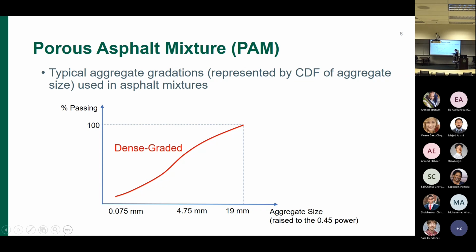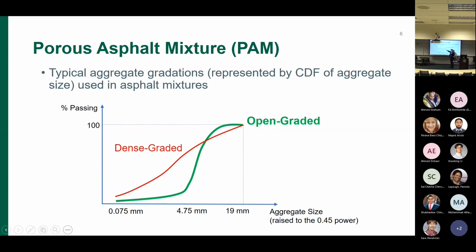With the x-axis raised to the power of 4, a line close to the line of identity will give us a mixture that has high density, so that is called a dense gradation. The compact mix will have a low void content, and that will have a high density. Now for the open gradation, the CDF of the aggregate gradation line looks like this.